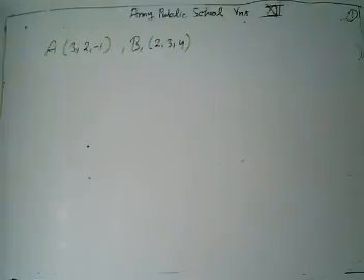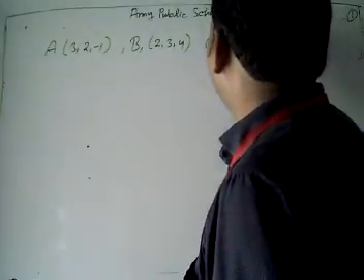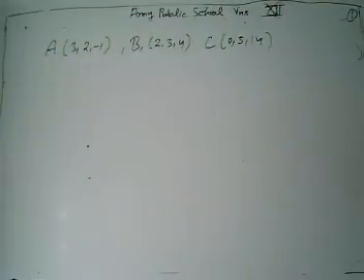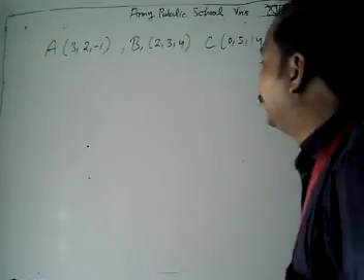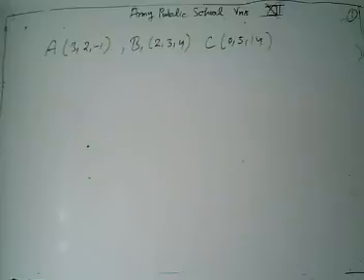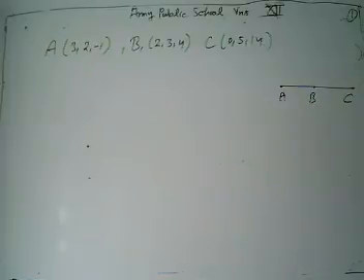B is (2, 3, 4) and C is (0, 5, 14). Now look, we have points A, B, C. We have to show that the given points A, B, C are collinear. Means all these are lying in the same line. We have to show that A, B, and C are collinear.